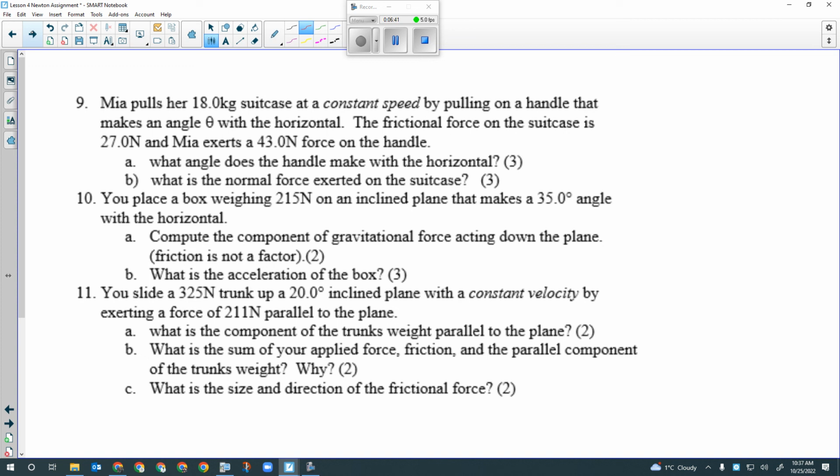Okay, 10 and 11 are both inclined plane questions. Watch out for this. They both give you the box in newtons, not kilograms. Okay? And when they ask for the component of gravitational force acting down the plane, that's F parallel. Okay? It's a really wordy, confusing way of saying, what's F parallel? So for part A, for both 10 and 11, calculate F parallel. Okay? That's what you're doing for those.